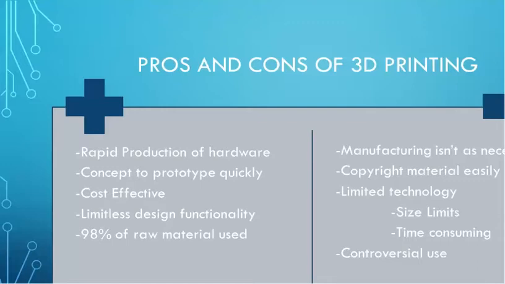Rapid production of hardware. What that means is that when you 3D print an object, it usually takes about 2 to 4 hours to print something, depending on size. Let's say, for example, you want to print a cup. That's pretty simple. Usually it takes about 2 hours to print a cup, but for the most part, it's a lot more precise, and it's a lot quicker than having to manufacture a lot of cups at the same time.